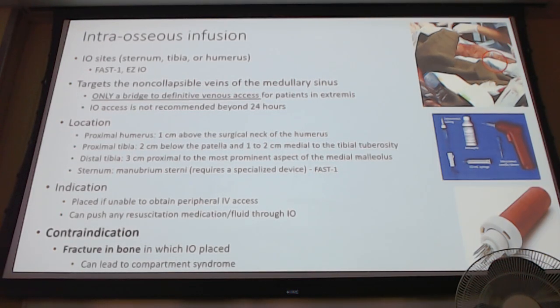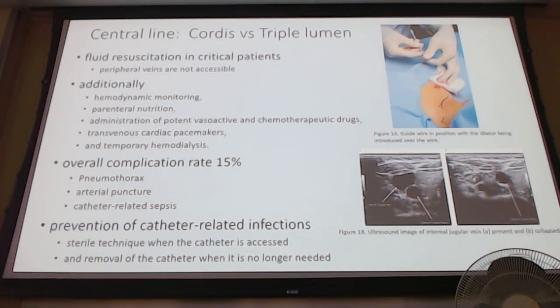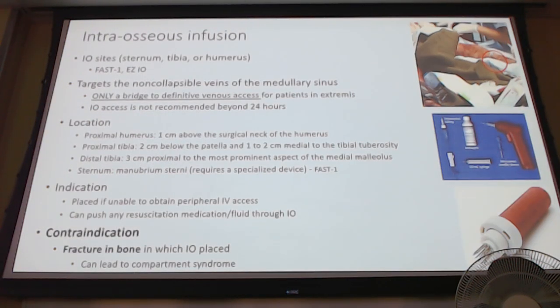Contraindication: don't put it in if there's a fracture in that bone. That kind of defeats the purpose of the medullary sinus. It will lead to compartment syndrome in that extremity. So if the humerus or the tibia are broken, do not put it in those sites. It's just going to leak out and cause compartment syndrome. But you can put it in if there are burns. We try not to put it in over cellulitis. Pick a different spot. But the absolute contraindication is fracture.